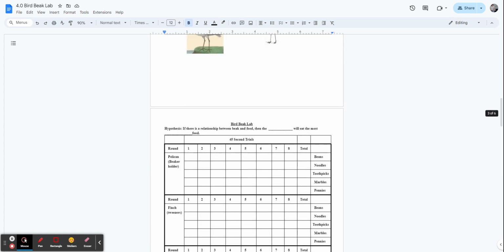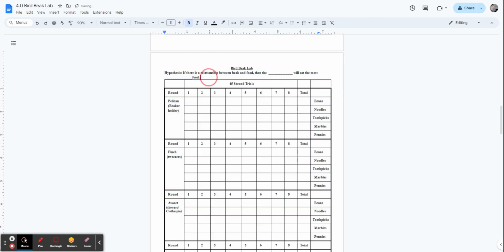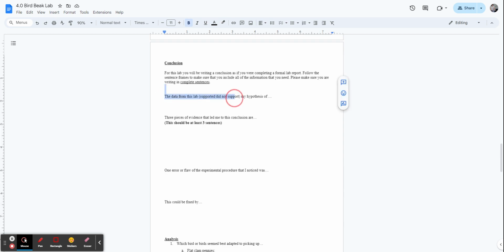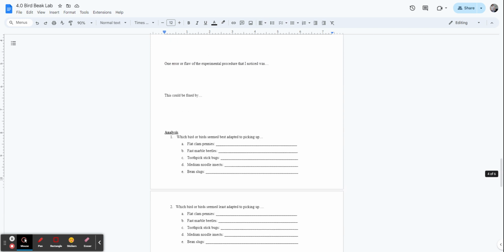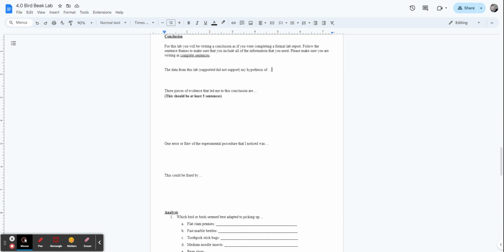Everyone should have a hypothesis filled out at the top of our data table right up here. Remember, we filled out if there's a relationship between beak and food, then the blank bird will eat the most blank food. You are going to tell me, did this data that you collected, so in your data table and on your graph, did it support or not support your hypothesis? And rewrite your hypothesis. Then you need to tell me 3 pieces of evidence that led to your conclusion of whether or not it supported or did not support.